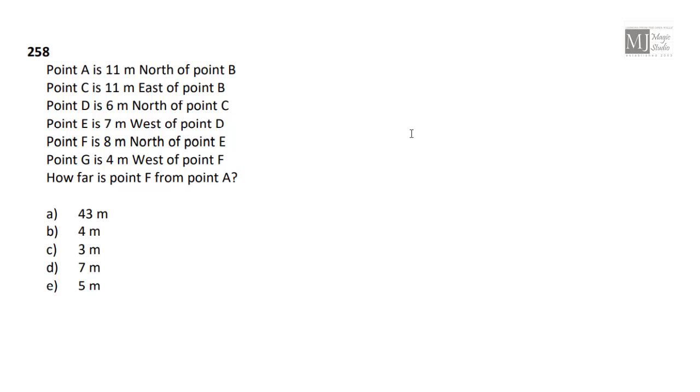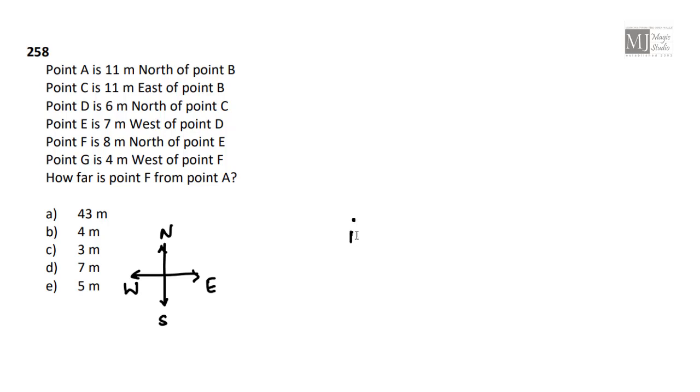Point A is 11 meter north of B. And let me have this direction sense so that it is clear when I am drawing north, south, east, west. Point A is 11 meter north of B.